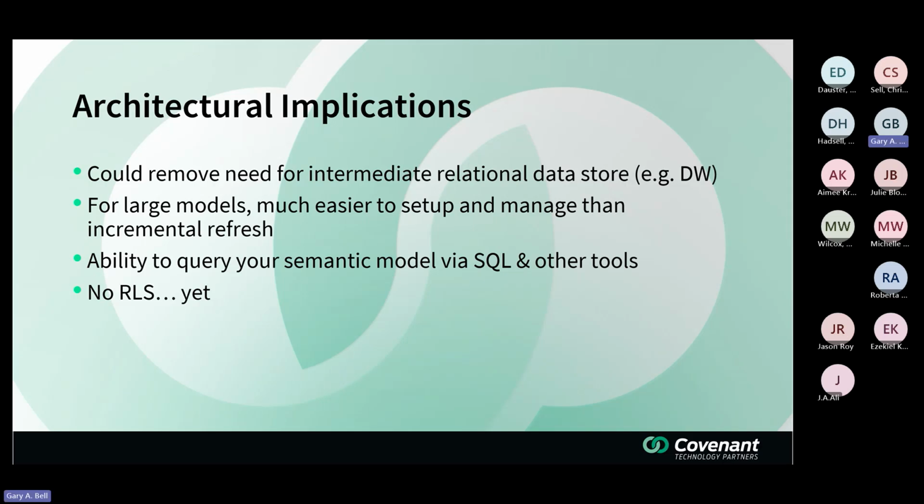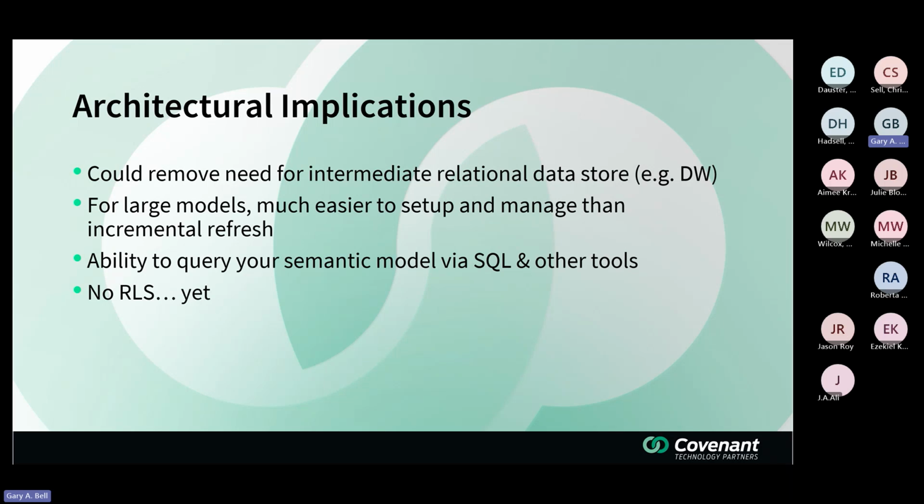So as I said, if you go this route, it could remove the need altogether for that relational data warehouse that may exist somewhere. I know there are a couple of Synapse users in here. We'll get into the licensing in a minute. It's taking longer than I thought. It's possible that you could get rid of a lot of your Synapse workload and convert it over into Fabric. For larger models, I said it's a lot easier if anybody's trying to do incremental refresh.